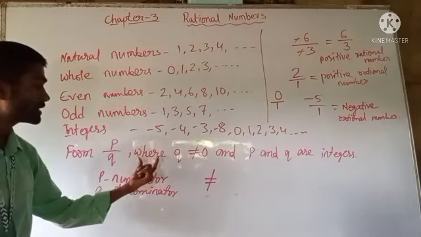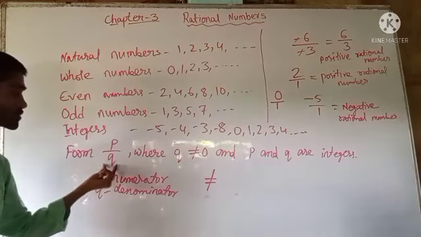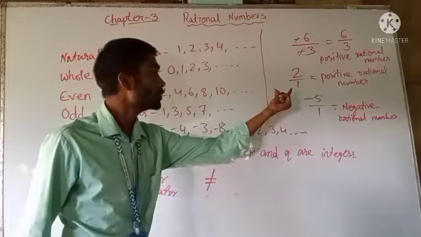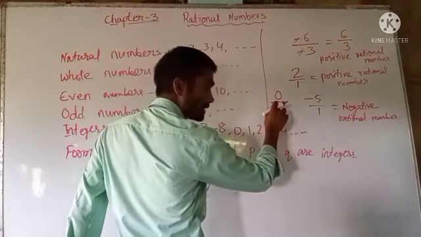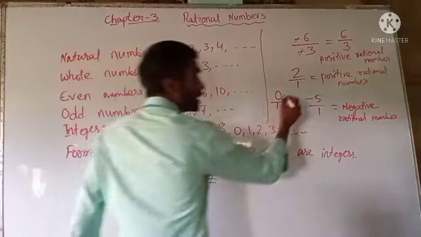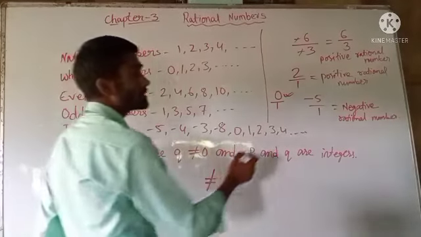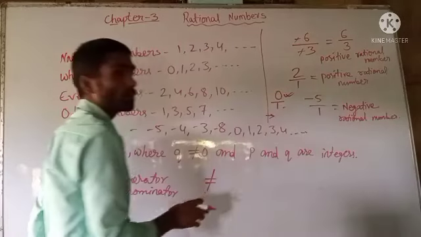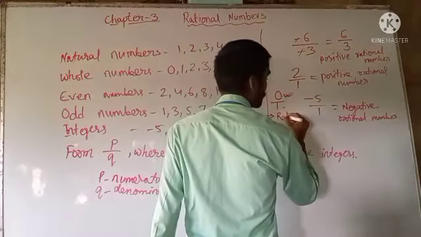The condition that we have written here is that q is not equal to 0. That means the denominator is not equal to 0. But the numerator can be 0. The condition is that the denominator should not be 0. So here 0 is in the numerator's place and 1 is in the denominator's place. So we can say that 0 is a rational number.